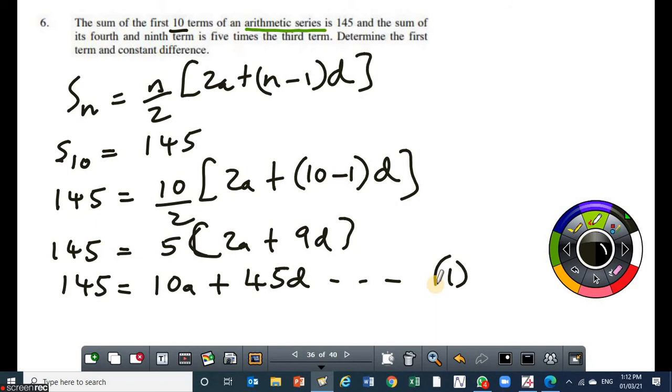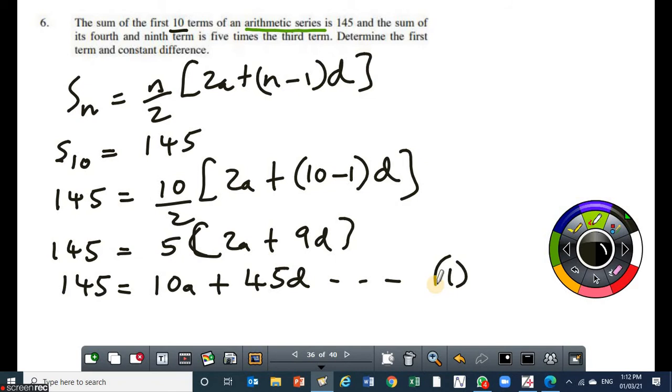Then, since I have two unknowns, I need to create a second equation. The second equation is going to come from the second part of the question, which says the sum of its fourth and ninth term is 5 times the third term. Now your English here is extremely important. So let me move on to the next page.